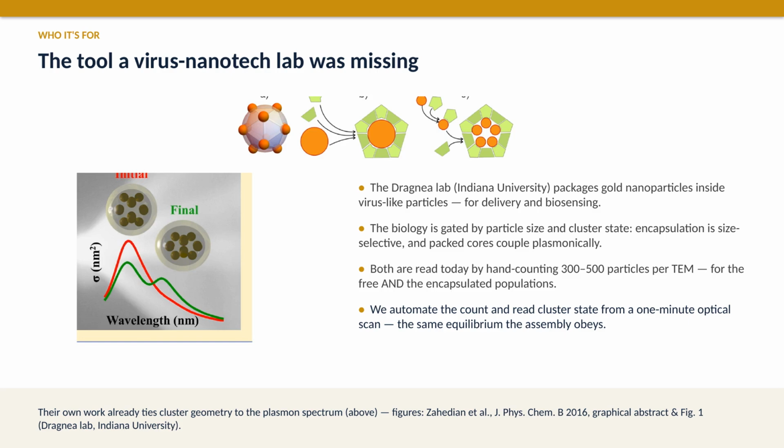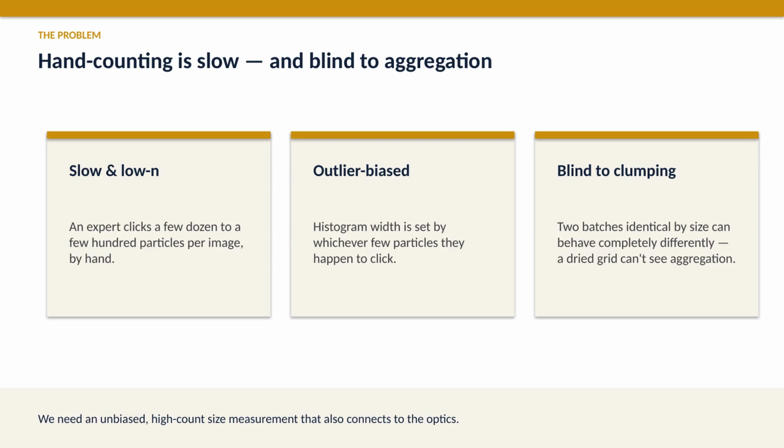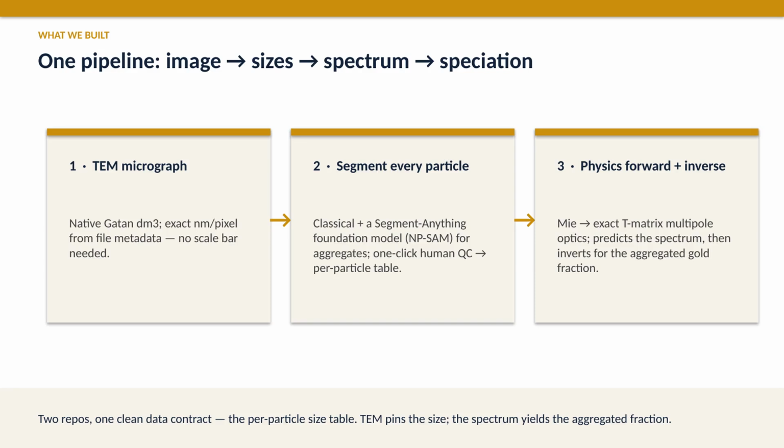The biology is gated by particle size and how the cores cluster, and that clustering rewrites the optical spectrum. Today, they read it by hand-counting hundreds of particles, with no way to quantify aggregation from the spectrum. Hand-counting is the bottleneck. Slow, only a few hundred particles, and biased by which outliers get picked. And two batches identical by size can behave completely differently, because one is aggregating, and a dried grid can't see it. So, we built the whole pipeline.